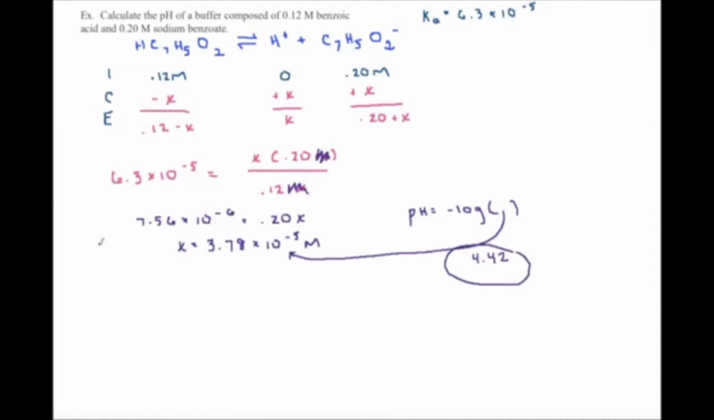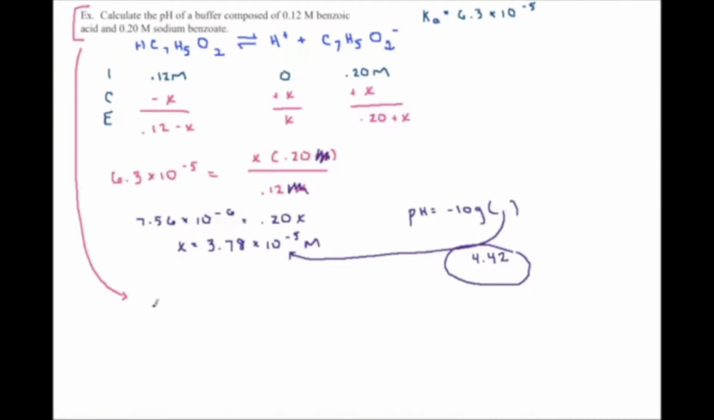Now the other way of doing this, I agree that I'm not at equilibrium with this problem, but since we ignore the change in X, so the change in concentration for these two, I can assume that my initial concentration for my acid and its conjugate base are going to be the same as the equilibrium. So the equilibrium concentration and the initial concentration are the same. So I can actually just use the Henderson-Hasselbalch equation.